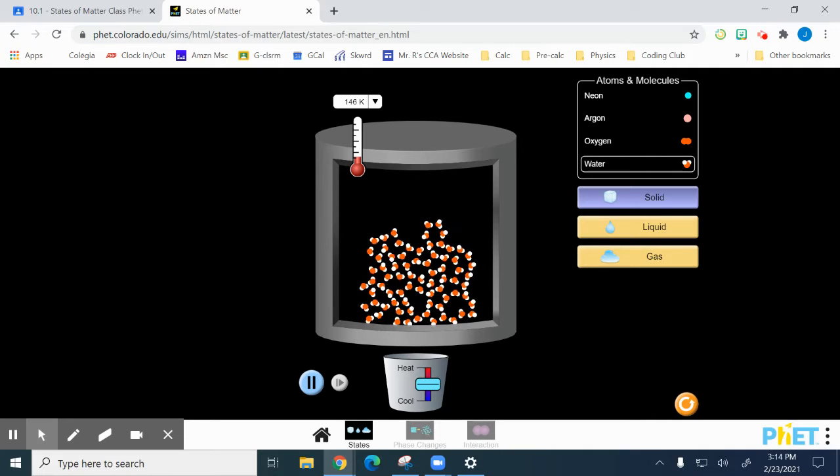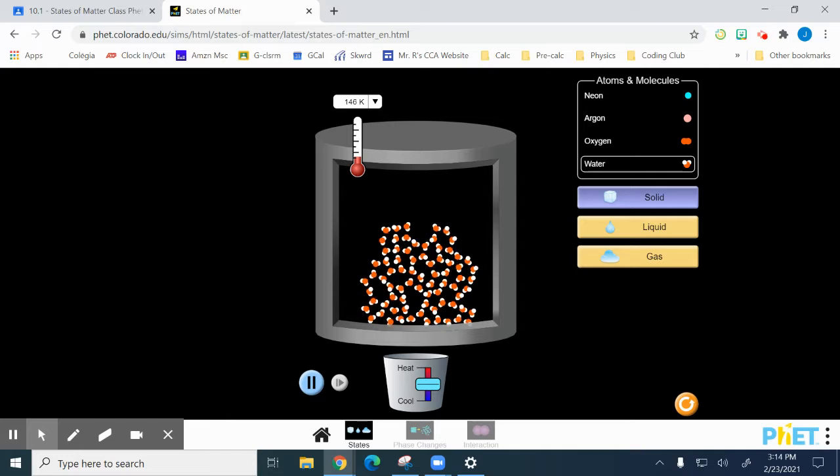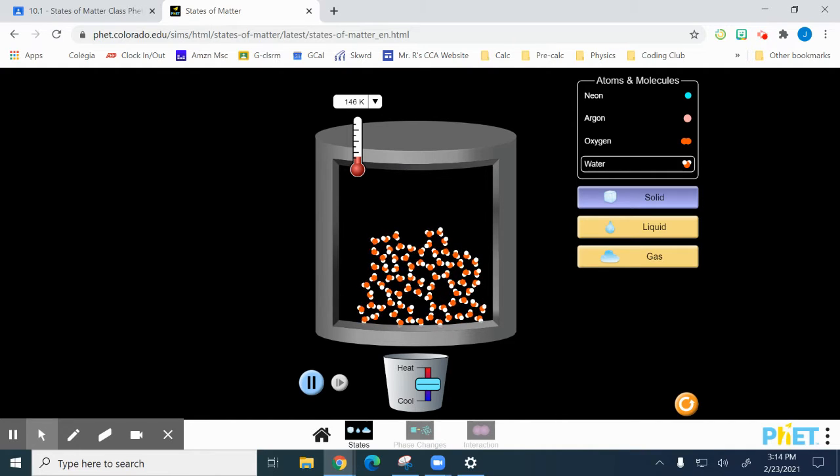So see, it's still jiggling, but they kind of lined up, and the polarity of water made it so that solid water takes up more space per molecule, or per unit volume, per unit mass, than liquid water. And so it's less dense and it floats, which is very important.